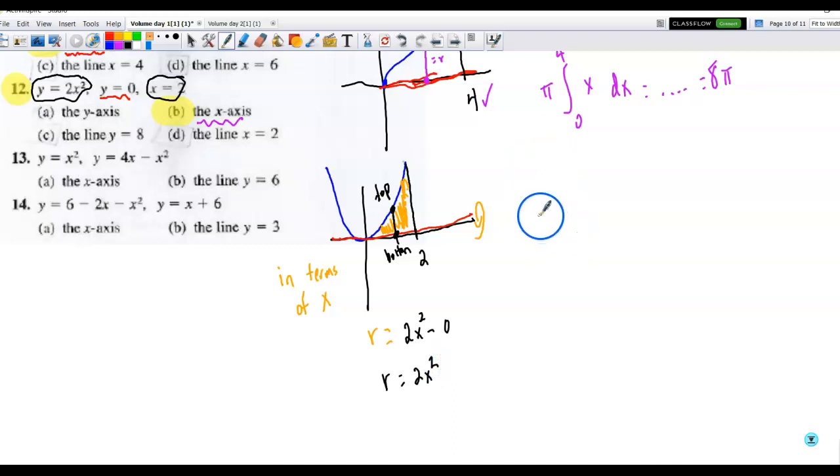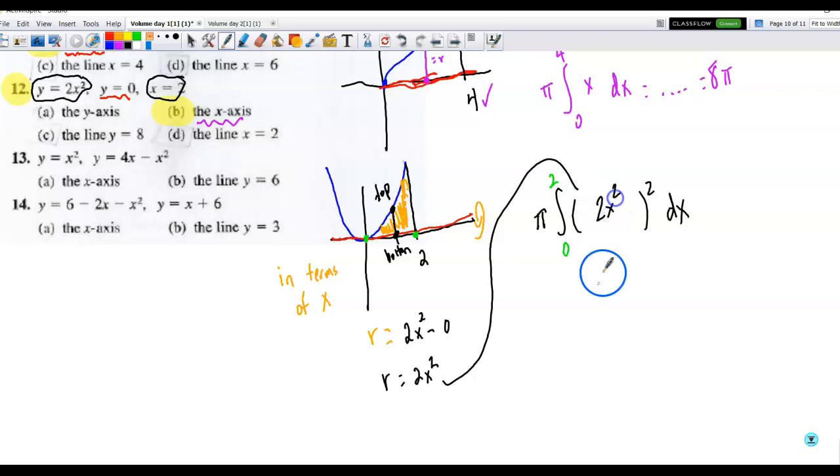Now I'm going to set up my integral. I'm accumulating area of circles, so pi r squared in terms of x. The low bound is an x value of 0. The high bound is an x value of 2. And the radius is 2x squared. So when I square that, I get pi times the integral from 0 to 2 of 4x to the 4th. And then you're going to integrate that and evaluate that. And when you do, for 12b, you should get 128 pi over 5. And so that's your first set of problems on finding volumes of solids.